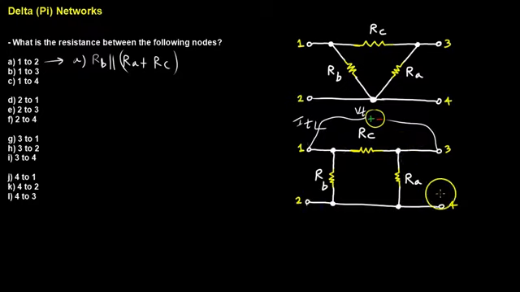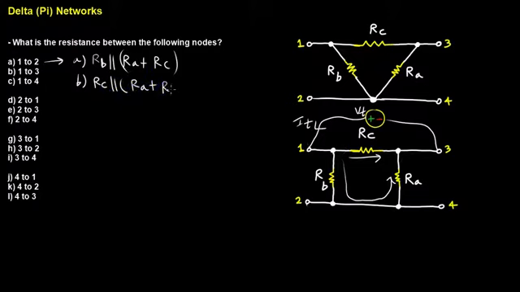Again, you can ignore 2 and 4 because they're opens. So what this really looks like is that it's going to be an RB and RA in series, because the current can only go this way, and also the current can go this way, and therefore RA and RB, their combination is in parallel with RC. So for case B, I'm going to have RC in parallel with RA plus RB.